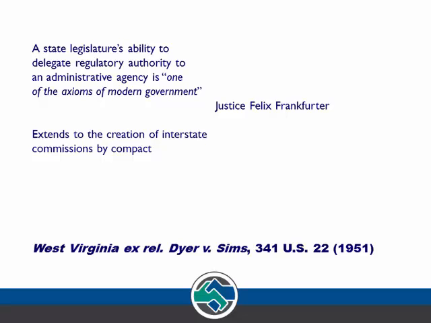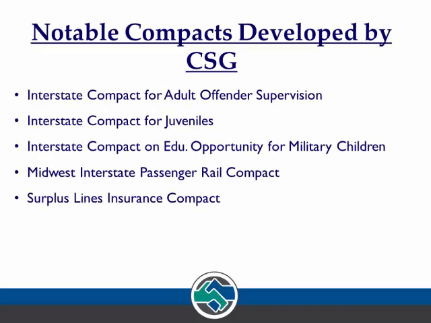And with regard to rulemaking, you might be asking, is there authority for the proposition that an administrative agency that's created by a group of states that has enacted a compact statute can be delegated power to make rules? And the answer is yes. As long ago as the 1950s, in the case that's featured on this slide, the Supreme Court said through the mouth of Justice Frankfurter, a state legislature's ability to delegate regulatory authority to an administrative agency, including one formed by states that have adopted a compact, is one of the axioms of modern government and has been extended to the creation of interstate commissions by the device of interstate compacts.